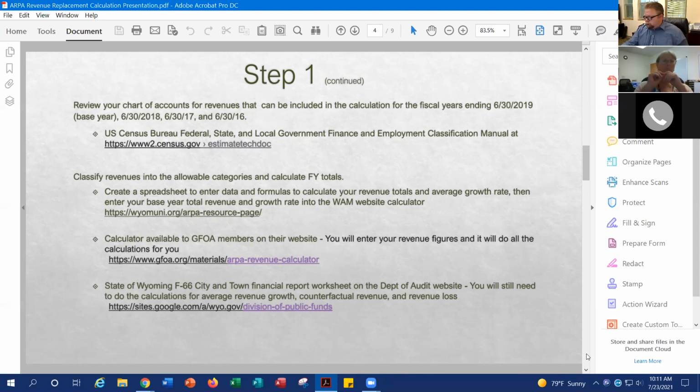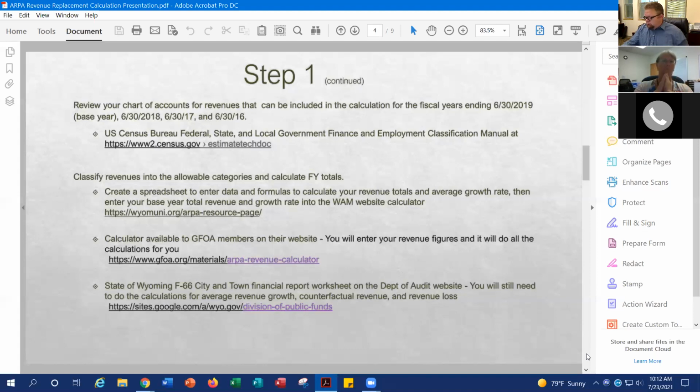So there's a few ways that you can do this. You can create a spreadsheet to enter your data and formulas to calculate your revenue totals and your average growth rate. Then you can enter your base year total revenue and growth rate into the WAM website calculator that's on their website. If you are a member of GFOA, they have a very detailed revenue calculator available to members, and you can access it through your login in GFOA.